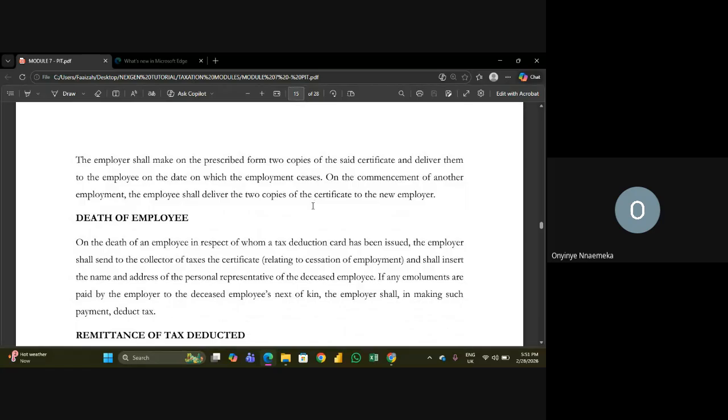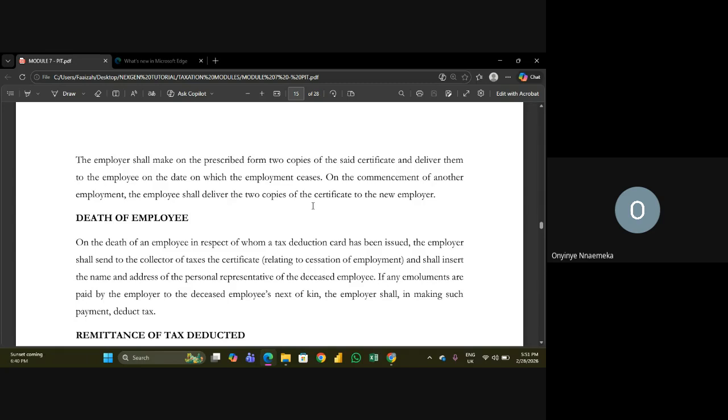Employer shall make on a prescribed form 2 copies of the certificate and deliver to the employee on the date on which the employment ceases. So you also give the employee the certificate. That means that the person has been paying PAYE. No, it's not the employee that is paying PAYE, right? It's the employer that is paying on behalf of the employee. And because of that, the employee will not know whether the employer is fully paying or not. It is that certificate that will now serve as evidence that the employer has been paying PAYE on behalf of this person. On the commencement of another employment, the employee will now give those 2 certificates to the new employer.